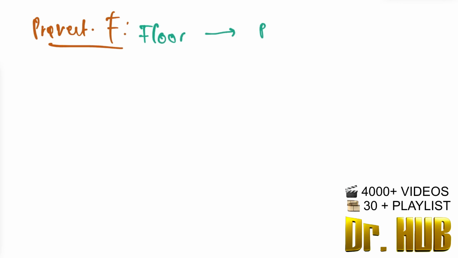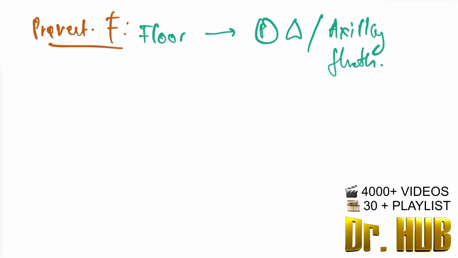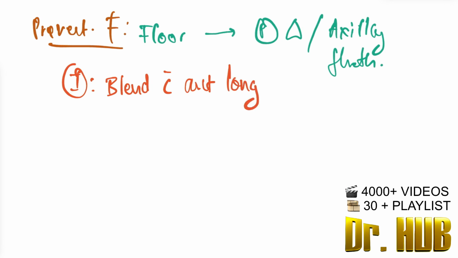Then we look at the prevertebral fascia. The prevertebral fascia forms the floor of the posterior triangle as well as the axillary sheath. Inferiorly, it blends with the anterior longitudinal ligament.